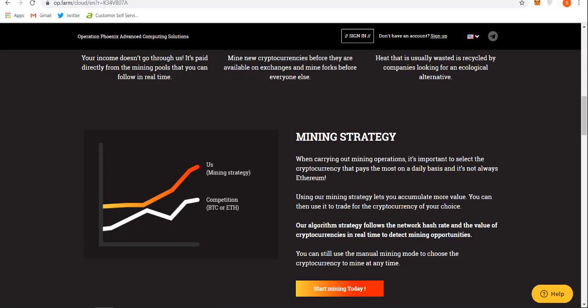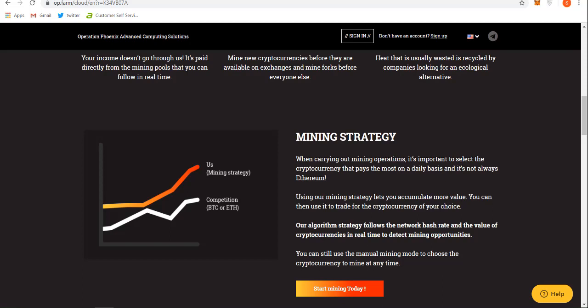Mining strategy: we carry out mining operations. It is most important to select the cryptocurrency that pays the most on a daily basis, and it's not always Ethereum. Means they are saying that they need to find a profitable cryptocurrency daily on the basis of payout, and it is not always Ethereum. So they have developed a strategy that helps them get the most profitable coin to mine.